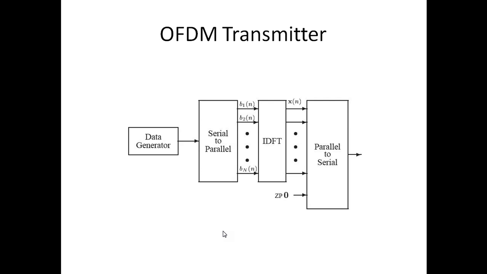The OFDM transmitter can be explained as follows. The data generator produces symbols to be transmitted, which are then converted into blocks of data by the serial to parallel converter, then sent to the IDFT block, which essentially modulates different subcarriers using these message symbols B1 to B capital N. Then either cyclic prefix or zero padding is done, which is later sent to a parallel to serial converter for transmission over the channel. I will discuss cyclic prefix and zero padding in the next slides.